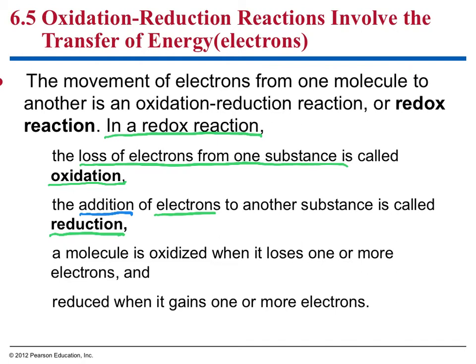So when a molecule is oxidized, it loses one or more electrons, and then when it's reduced, it gains one or more electrons. So here's another example of energy coupling, or these reactions being coupled. You take away electrons from one substance or molecule, and then they must be added to another substance or molecule.